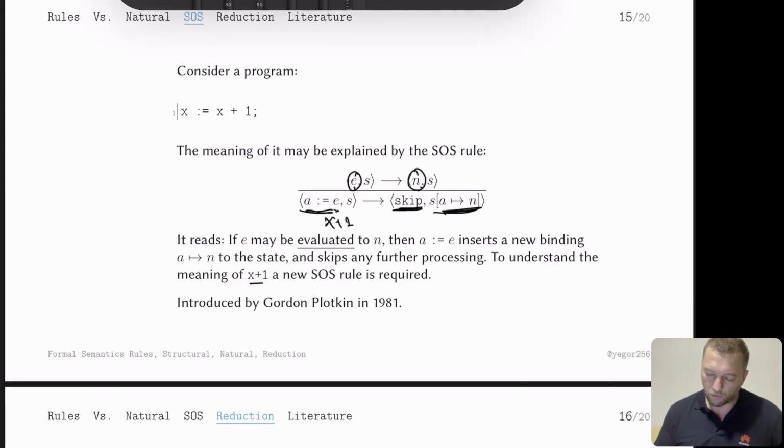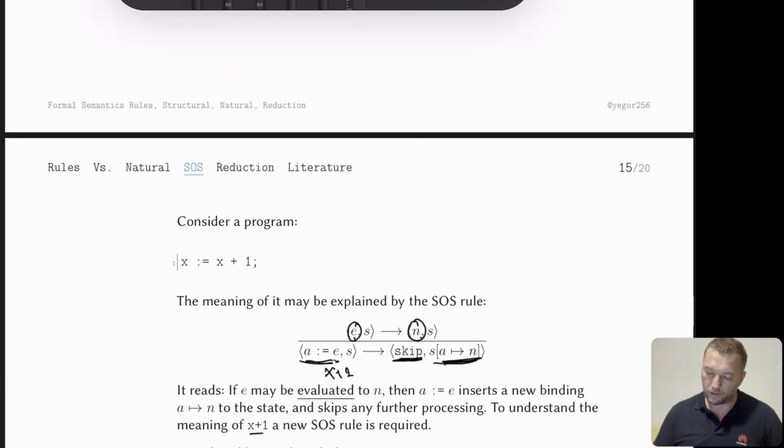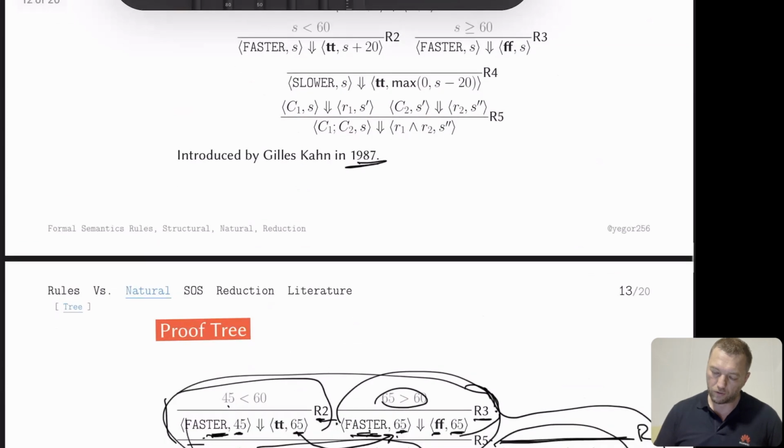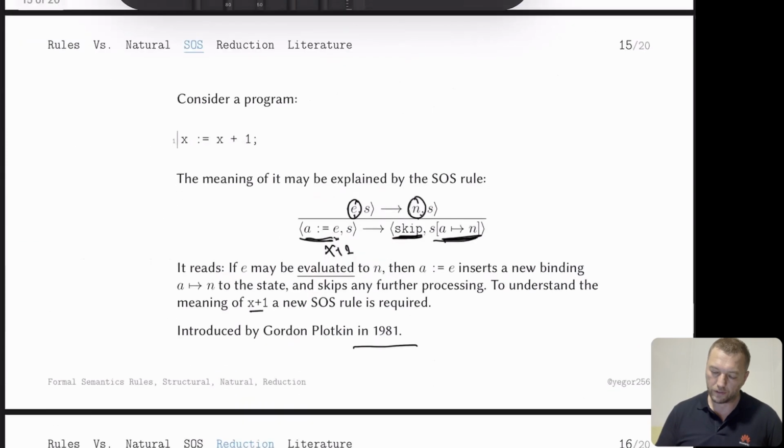So we don't have a rule to prove to us that X plus 1 can actually be mapped to N. So the rule is missing somewhere. When you write this rule and a few other rules, then we have a complete rule set which constitutes the operational semantics. This was introduced in 1981. The natural semantics were introduced in 1987, so operational was earlier, 1981.